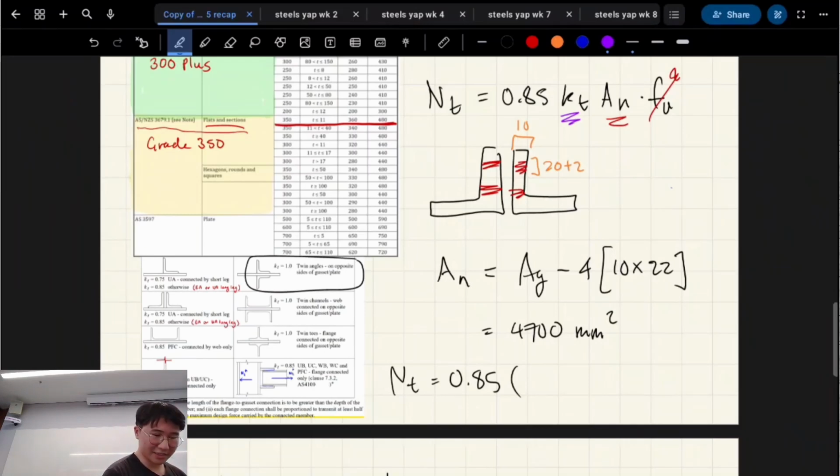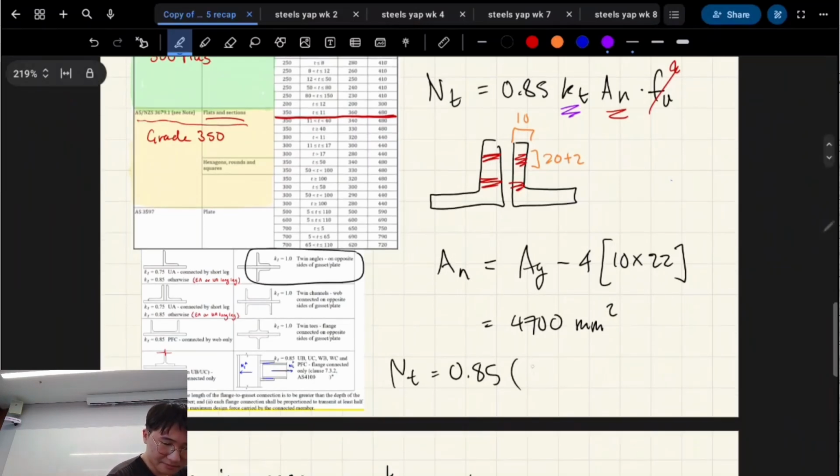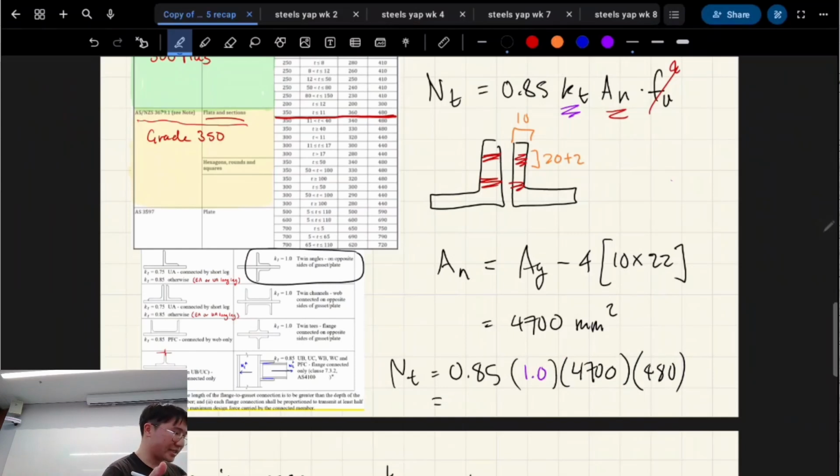Right, when they're double, they become symmetrical. So KT is 1. That's 4,700. This is 480. So now I'm going to skip the step of converting from newtons to kilonewtons, and I'll just go straight to kilonewtons, right? Because of what I said before.